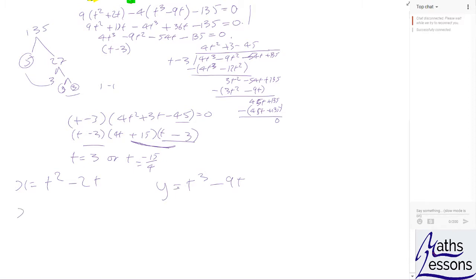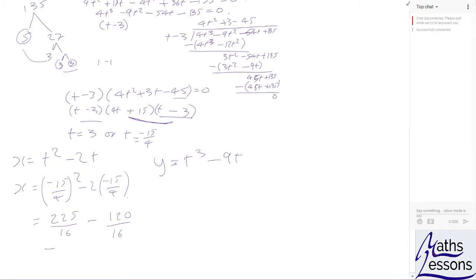So I need to work out x will equal minus 15 over 4 squared minus 2 times minus 15 over 4. And I could work that out to be 225 over 16 minus 30 over 4. So times that by another 4, it's going to give me 120 over 16. That gives me 105 over 16.